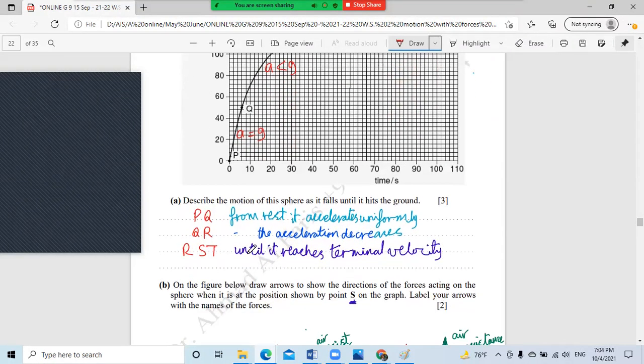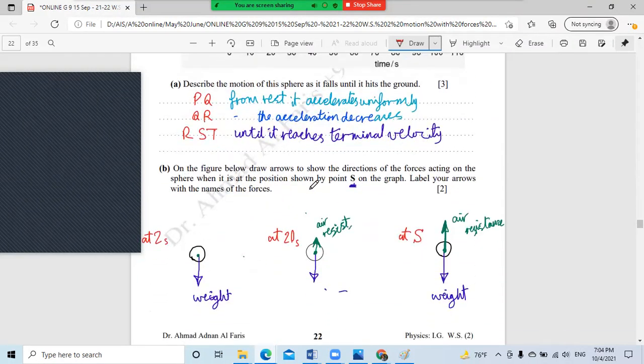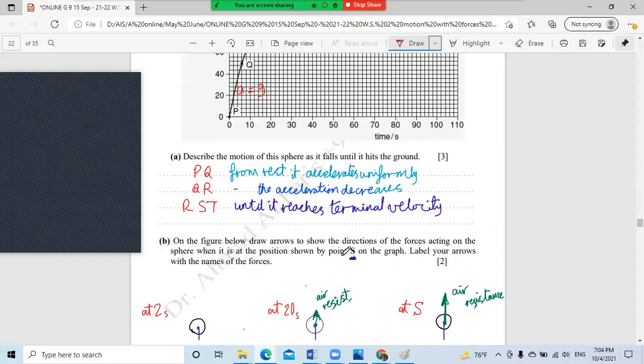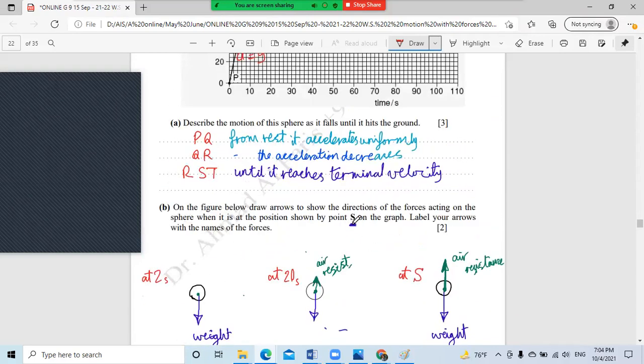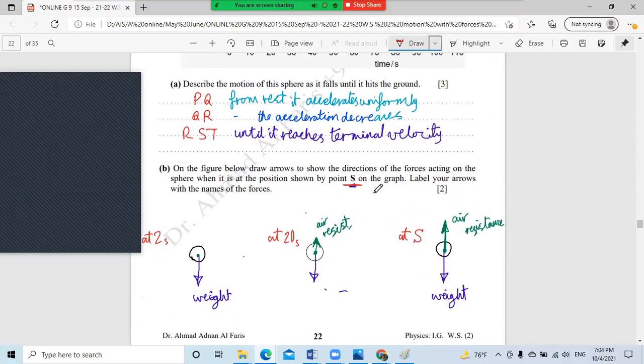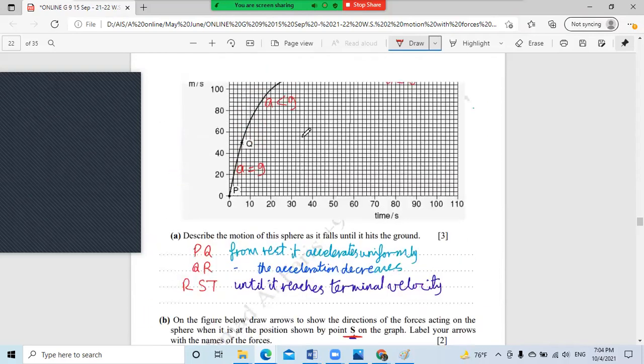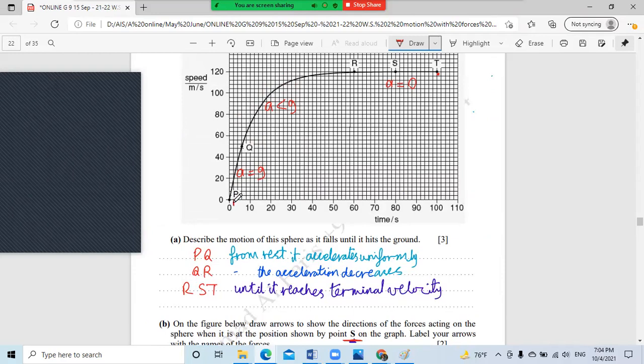Then what they ask: on the figure, draw arrows to represent the forces acting on this plastic sphere as it falls. I did it not only at one point, the S point. I did it at several points. After 2 seconds in the beginning here, after 20 seconds here when the acceleration is less because there is air resistance, and at S here.